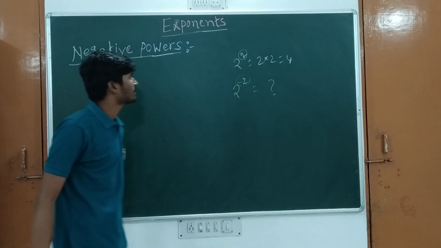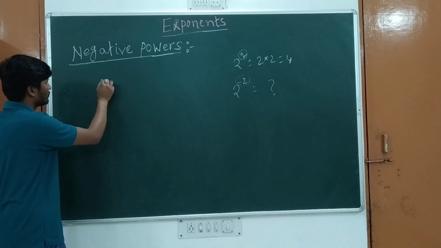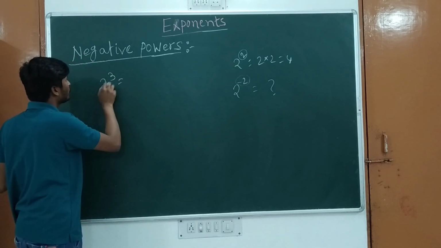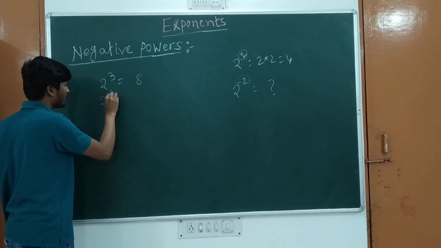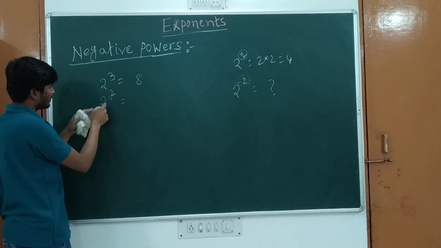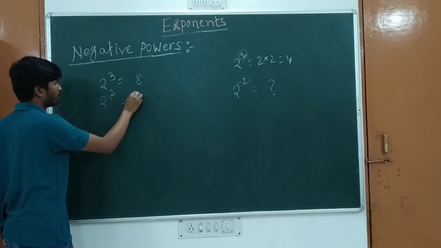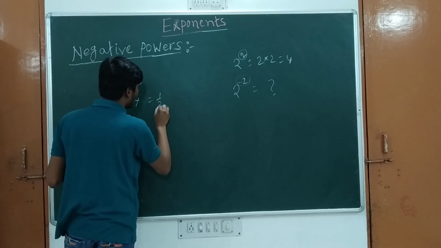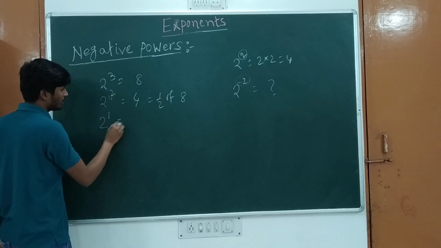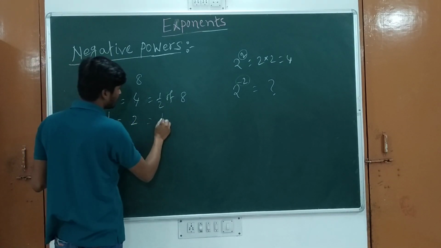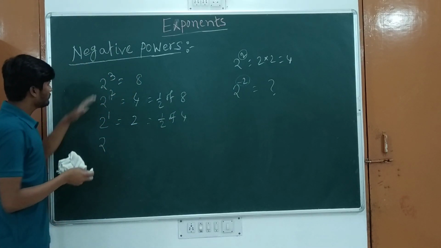For this, I have an example. 2 to the power 3, we know, is 2 into 2, 3 times, that is 8. Now 2 to the power 2 is half of 8, that is 4. Now 2 to the power 1, that is 2, is half of 4. Now we are reducing the powers.